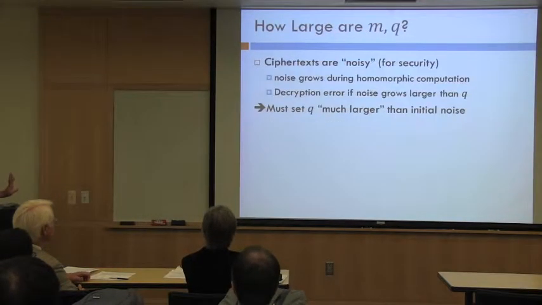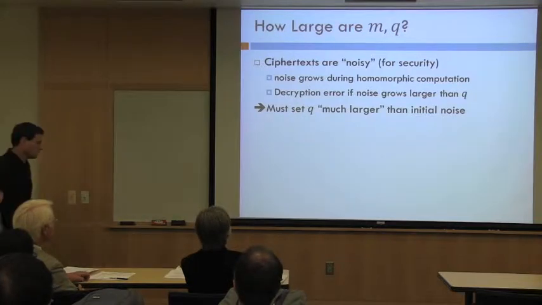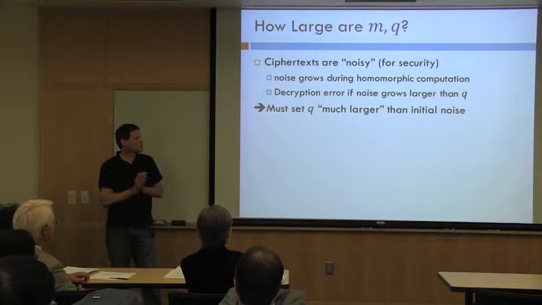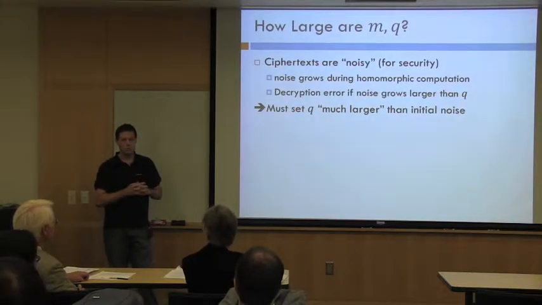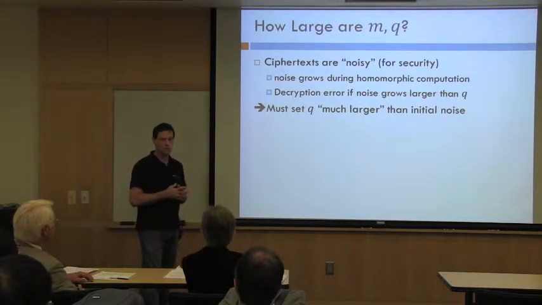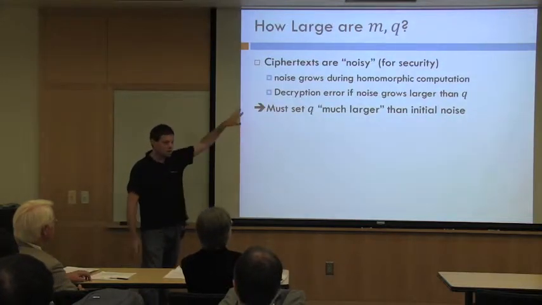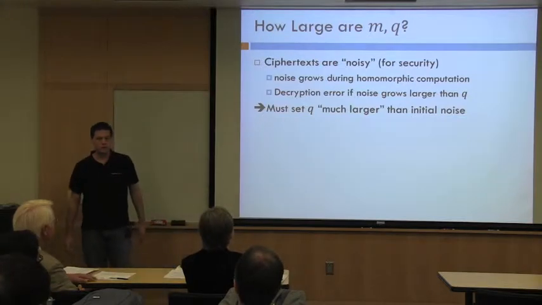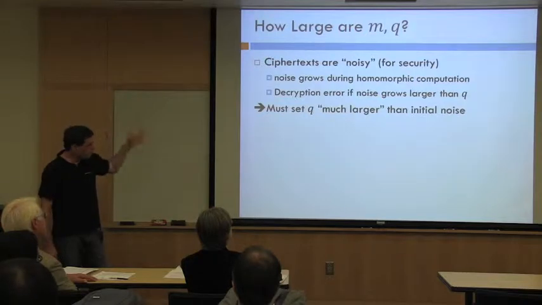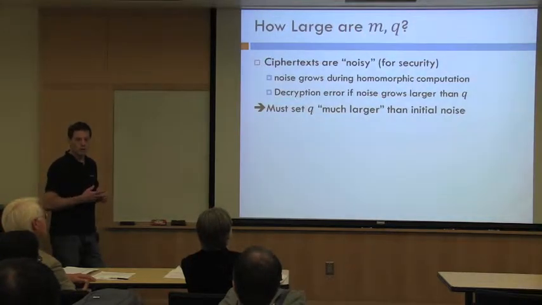So this is homomorphic encryption over cyclotomic rings, and the issue that I want to tackle in this talk is how big we need to make all of these parameters, because this talk is about efficiency improvement to homomorphic encryption, and these are the 2 main efficiency parameters that we have in the system. So the point of this slide is to argue that M and Q have to be large.